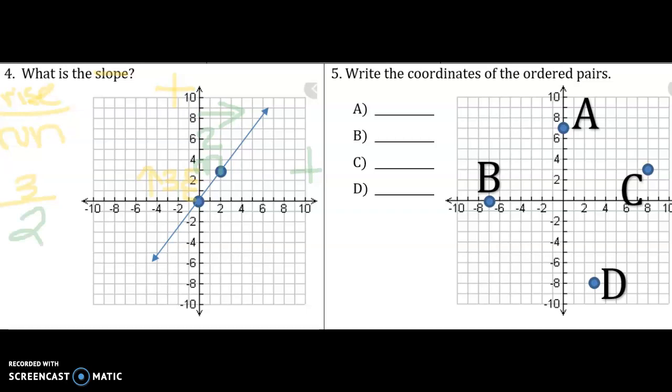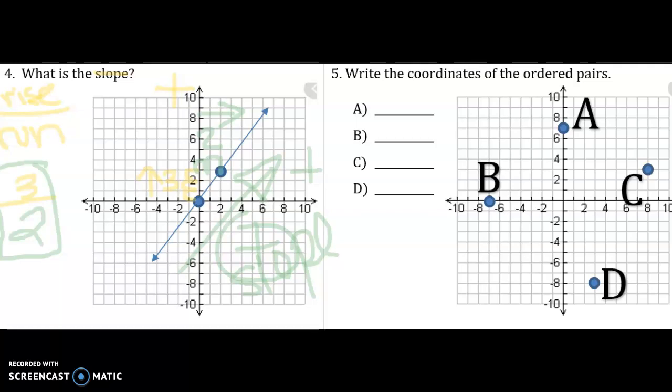3 and 2 do not have any common factors, so we know that is in simplest form. Let's check with our graph. We have that this is a positive 3/2 graph. From left to right, is our linear function traveling up? Yes, it is. So we know that this is a positive slope. Okay, number 5, write the coordinates of the ordered pairs.